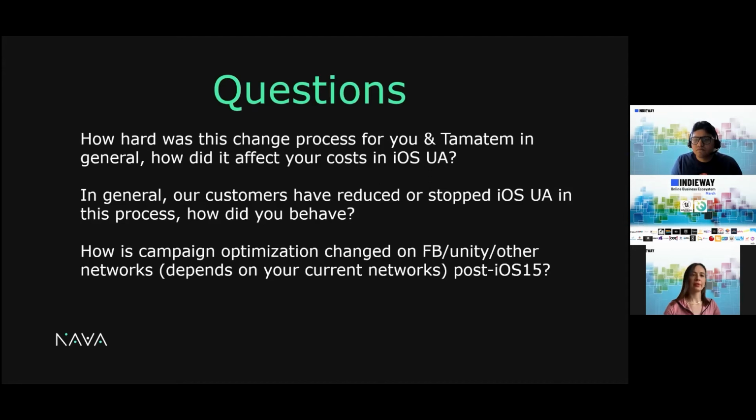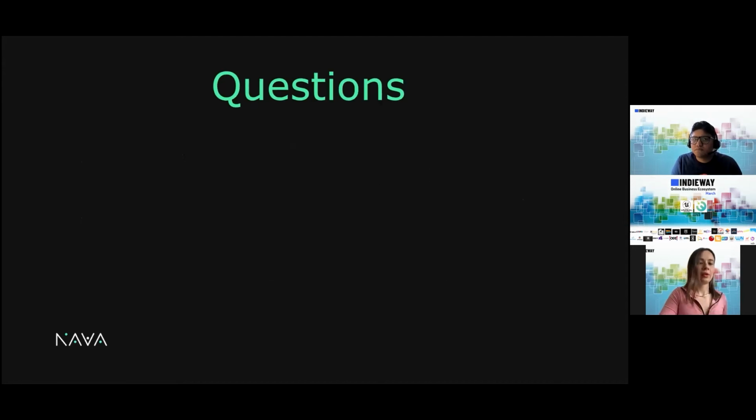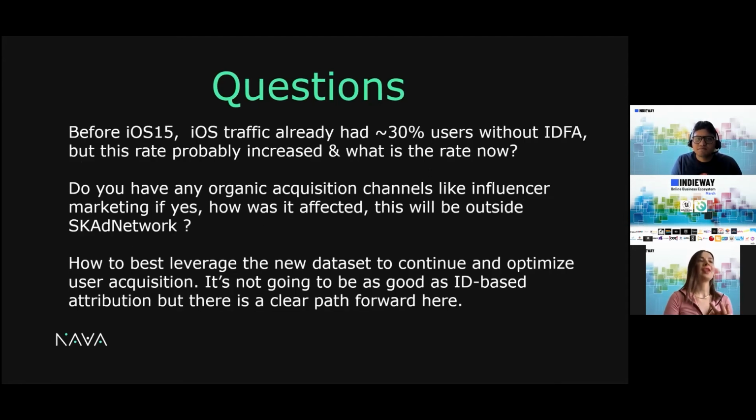Okay, good. And a question: before iOS 15, iOS traffic was already like 30% of users, and as far as I expect, this rate probably decreased after the new version of iOS 15. What is the new rate for this traffic actually?